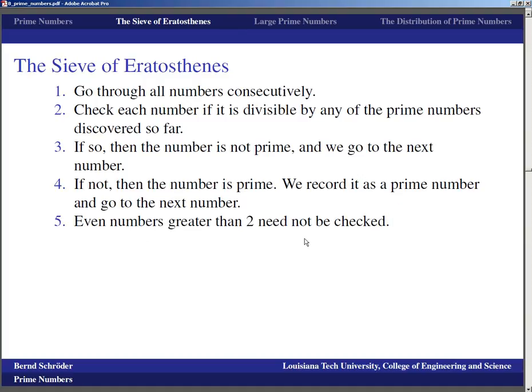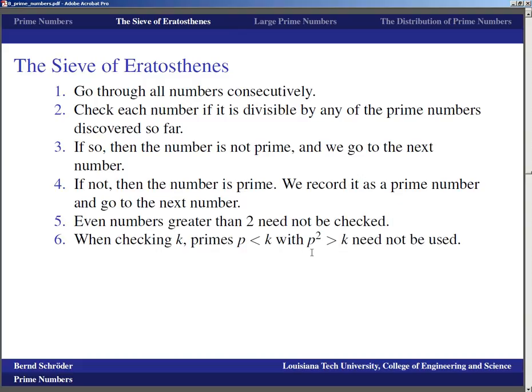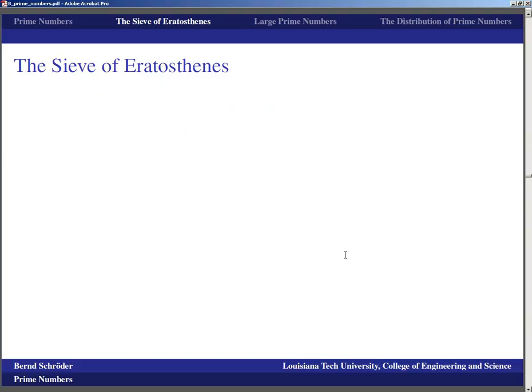Okay, so even numbers greater than 2, of course, don't need to be checked. And when you're checking the number k, you only have to check prime numbers that are smaller than root k. So as soon as p squared is greater than k, you don't need to worry about that prime number anymore.